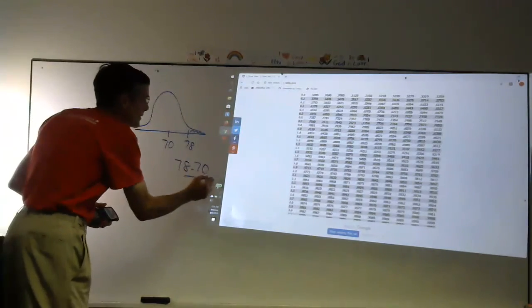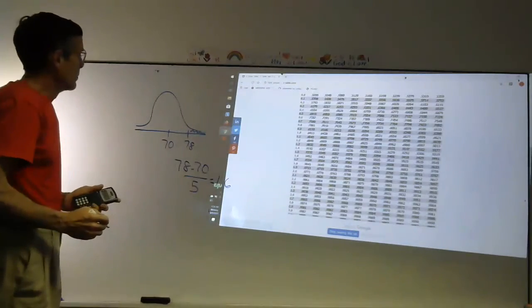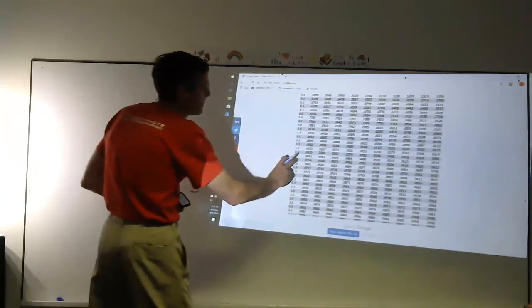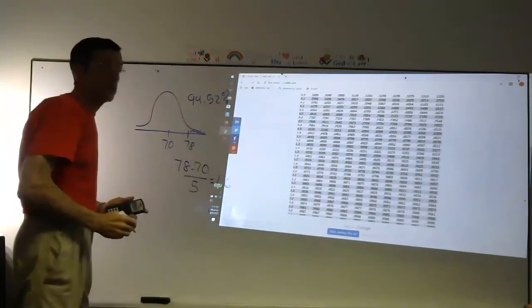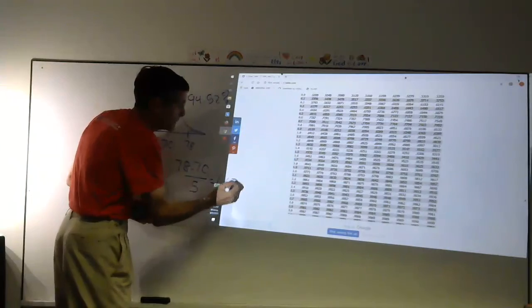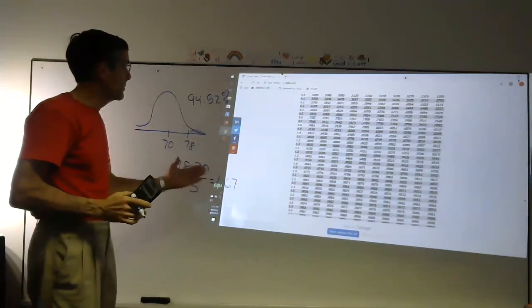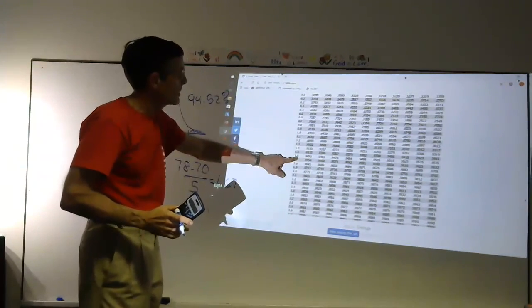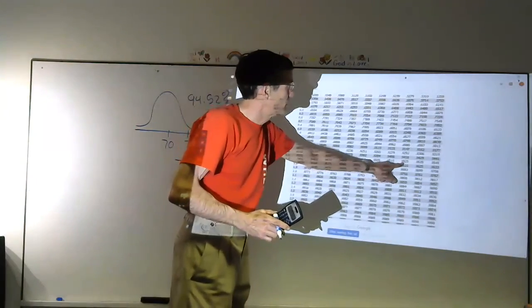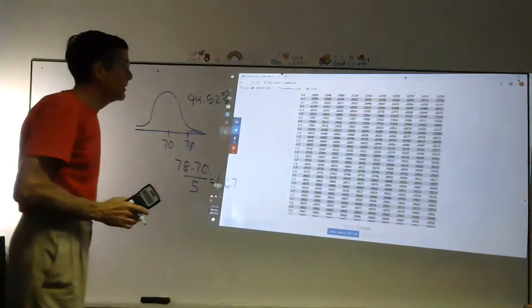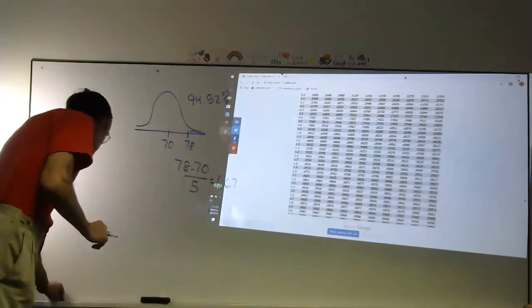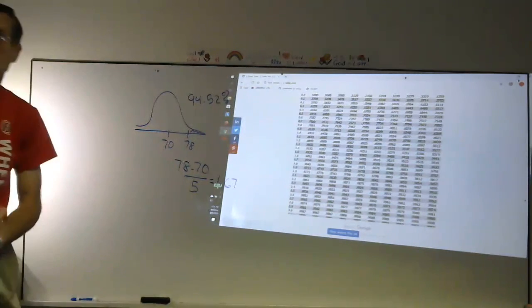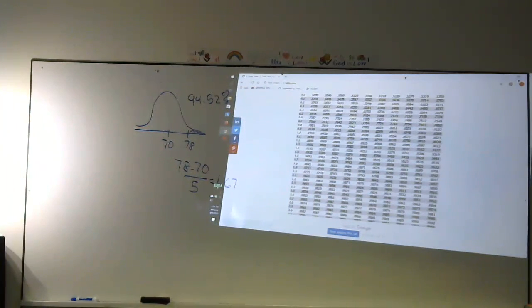So we're going to do 78 minus 70 all over the 5, which is 8 divided by 5, should be 1.6, I think. Okay, 1.6, and if you look up 1.6 it is right here: 94.52% of the cars. Remember, what if this had come out to be 1.67? You go down to 1.6, and then over to the 7, which is right there. It'd be 95.25. And that's the way the chart works. That is also the way you do z-scores and statistical analysis. Pretty great stuff, right?